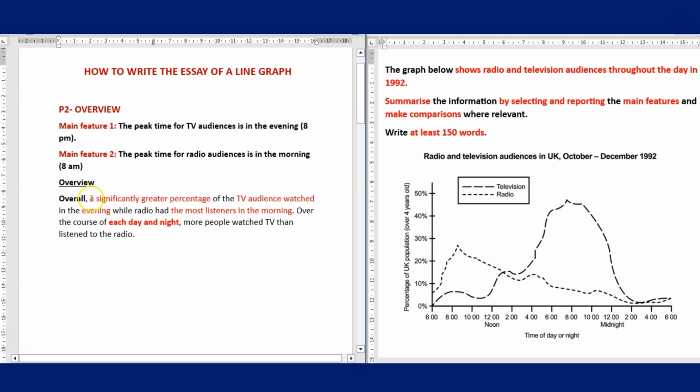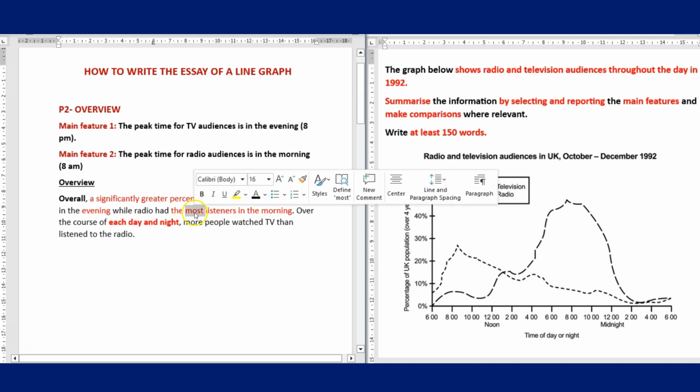So overall, a significantly greater percentage of the TV audience watched in the evening. You can see that this is the same thing I'm writing here. The peak time for TV audience is in the evening, and I just changed the word. It's about rephrasing, paraphrasing, so that it shows that you have a wide vocabulary and also shows that you understand what you are saying. So a significantly greater percentage of the TV audience watched in the evening, while radio had most listeners in the morning.